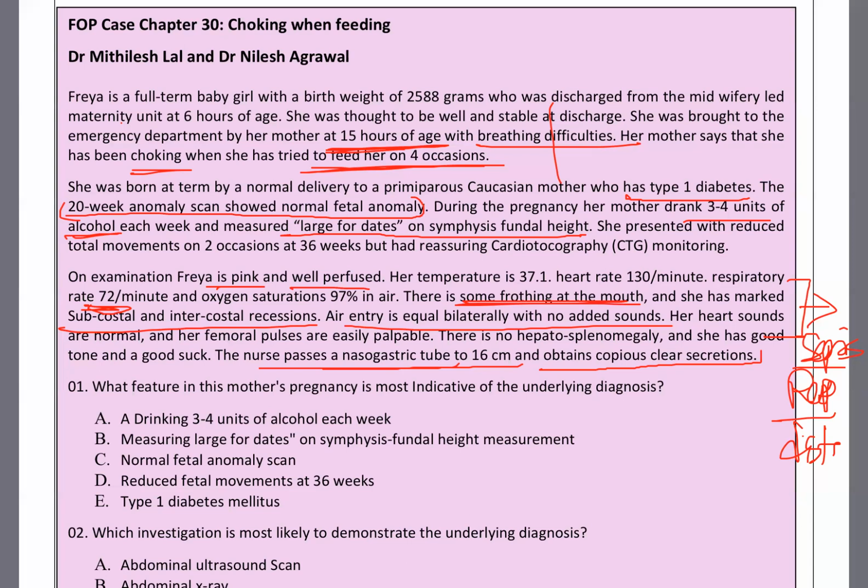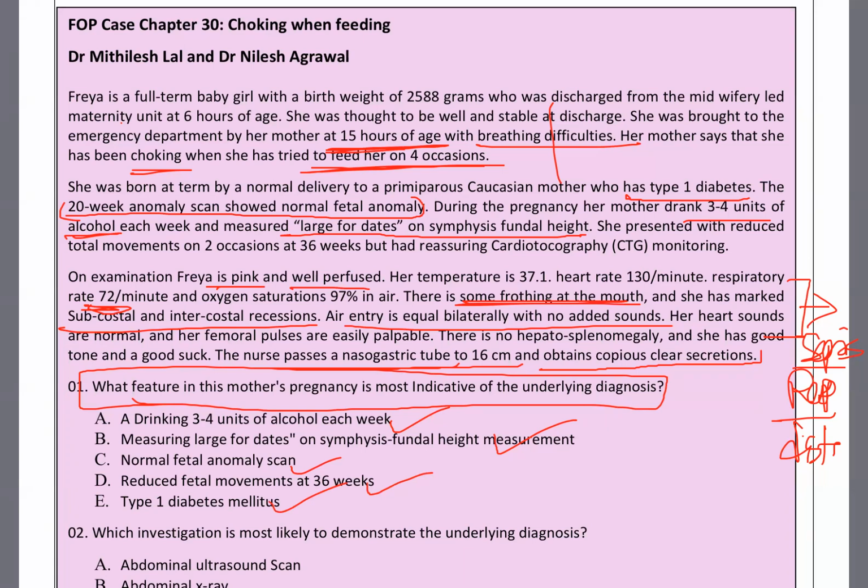So what is the feature in mother's pregnancy most indicative of the underlying diagnosis? You are thinking something like you have some diagnosis, but which is mostly related to your diagnosis. Alcohol, is it fetal alcohol syndrome? So it is one thing. Another thing is large for dates. Fundal height, normal fetal scan, there is reduced fetal movement, type 1 diabetes mellitus.